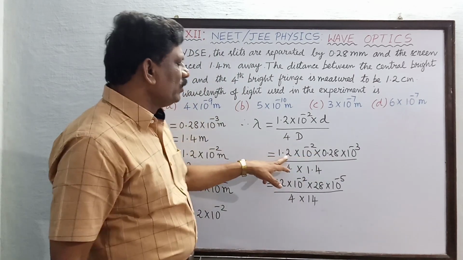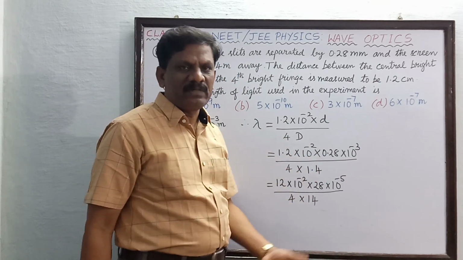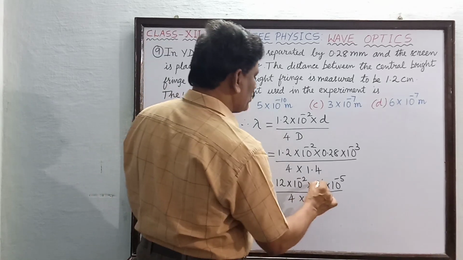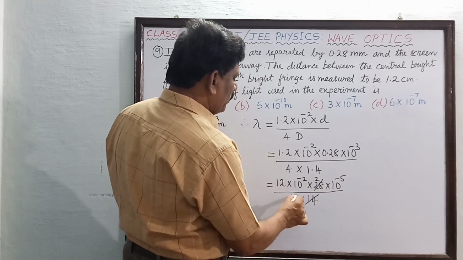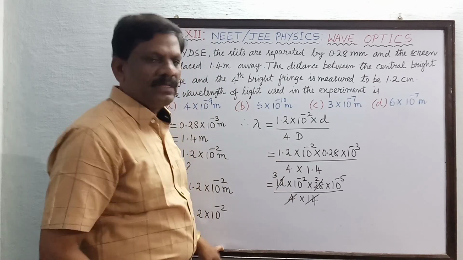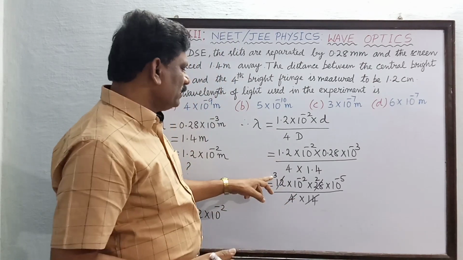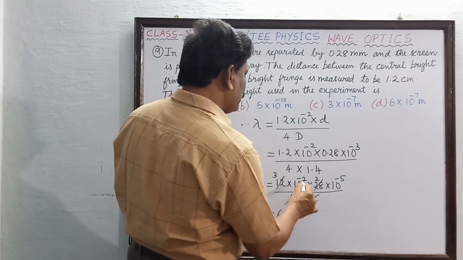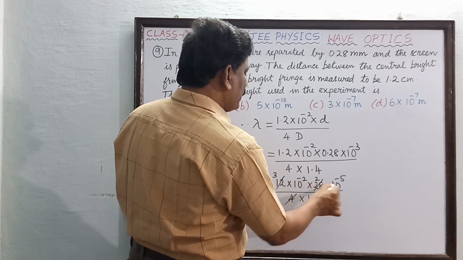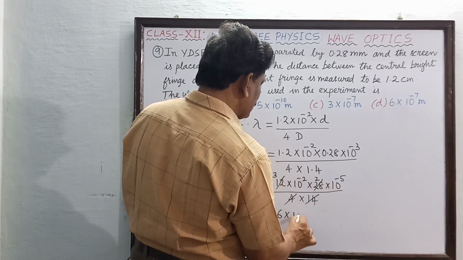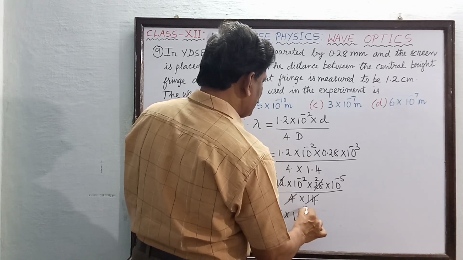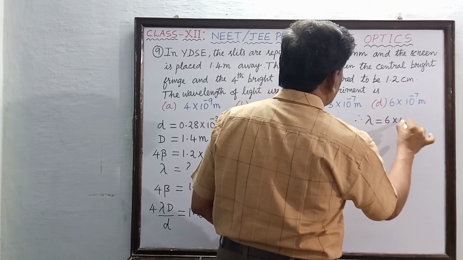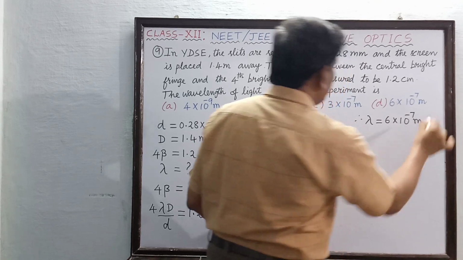So 1.2 has become 12 and 1.4 has become 14. Now 14 into 2 is how much? 28. Easy for division, is it not? So 28 by 14 is 2 and 4 3s are 12. The calculation has become easy. The numerator 3 into 2 is now 6. So this is equal to 6 into 10 power minus 2 and here is 10 power minus 5, so this is 6 into 10 power minus 7. Therefore lambda is equal to 6 into 10 power minus 7 meter.